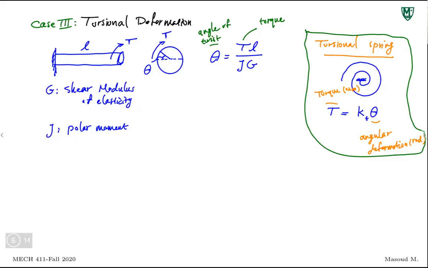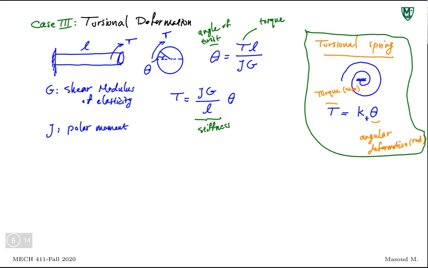Now, following what I said about the torsional spring, which is the same story as the relationship between force and deformation, we need to find the relationship between torque and angular deformation. If I do that, obviously I can rewrite this as T equals JG over L times theta, and this becomes my stiffness.